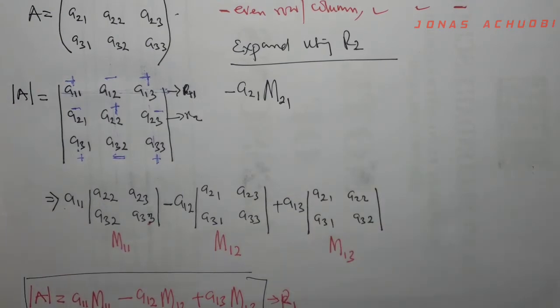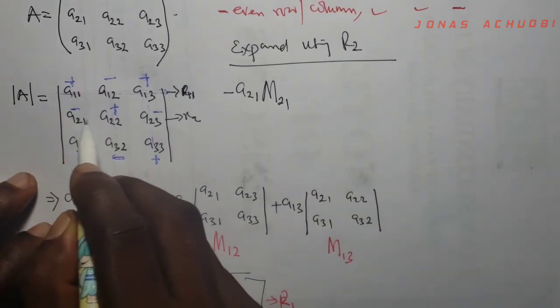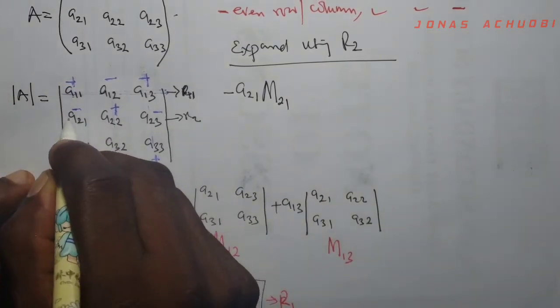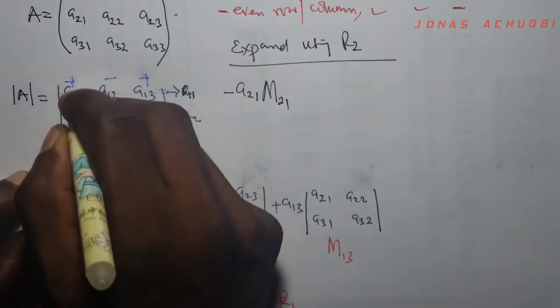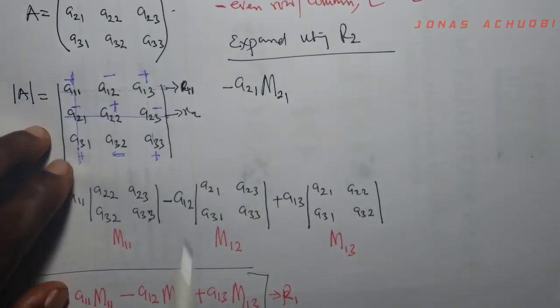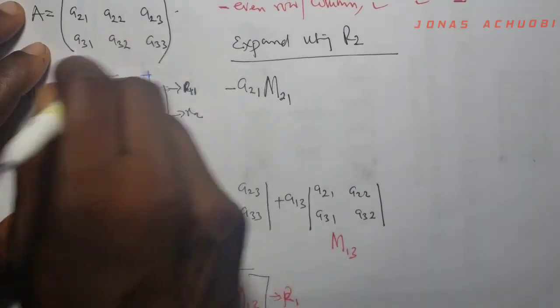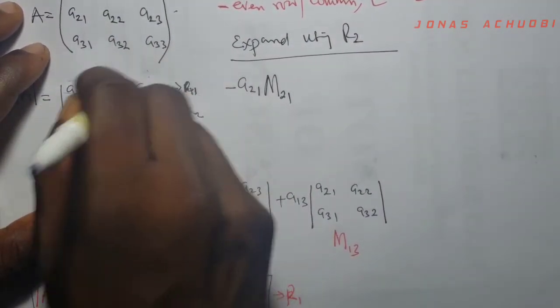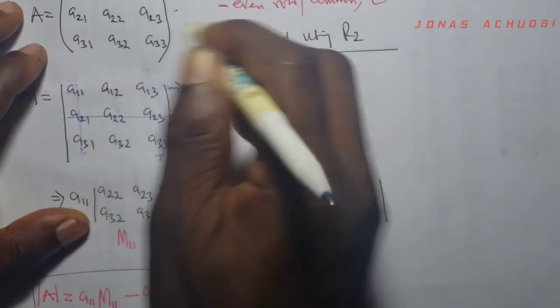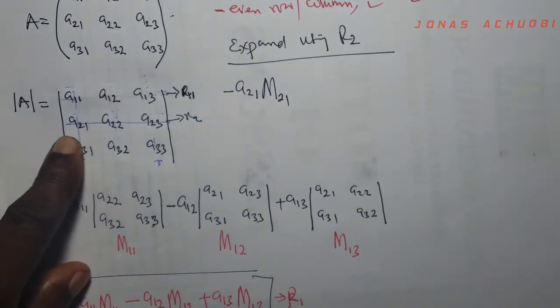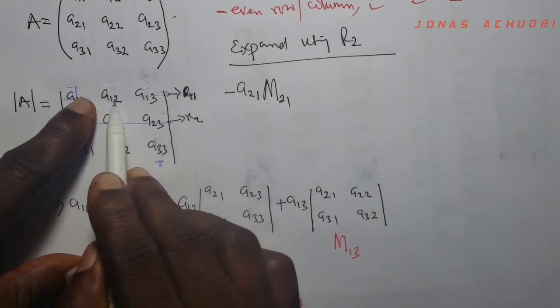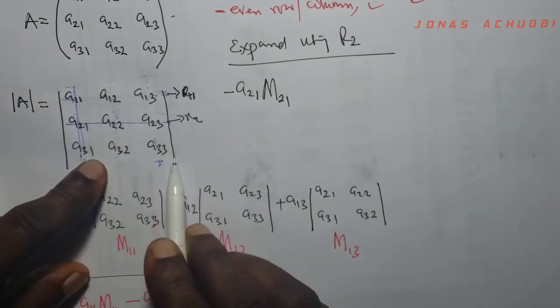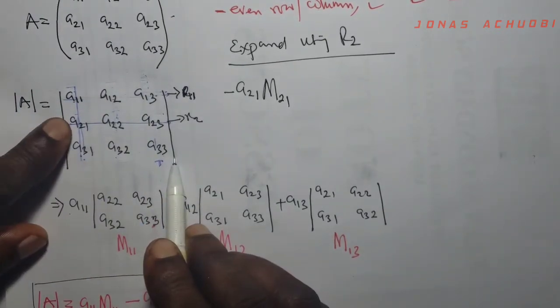Now what's the minor of A21? The minor of A21 is the determinant of, so you take off the row where A21 is found and the column where A21 is found. Whatever you're left with becomes the minor of A21. So what are we left with here? We're left with A11, A13, A32, A33. That's the minor of the entry A21.